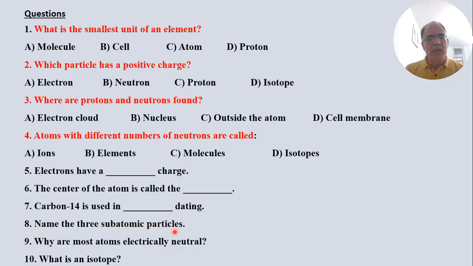Name the three subatomic particles. Proton, neutron, and electron. Why are most atoms electrically neutral? Because the number of positively charged protons equals the number of negatively charged electrons. What is an isotope? An isotope is a series of atoms that have the same number of protons but differ in the number of neutrons.